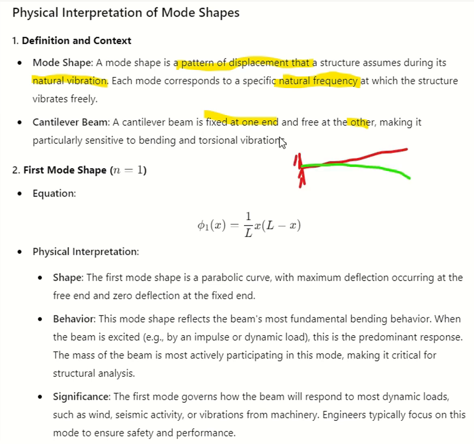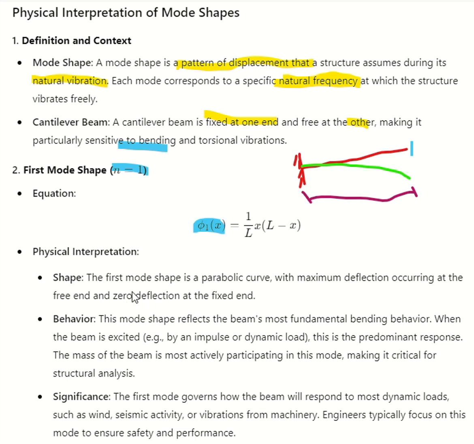If you see, this cantilever beam is fixed at one end. This is the fixed end and this is the free end, making it particularly sensitive to bending. This is the bending mode I have drawn. Here, usually the bending will be the first mode. The first mode, n equal to 1, phi 1 of x, this is the mode shape, 1 by L. If L is taken as, say, 5 meters, from here to here it is the 5 meter L. So 1 by 5 into x, from 0 to 5 meters, 1 by L into x into (L minus x). That is the first mode.